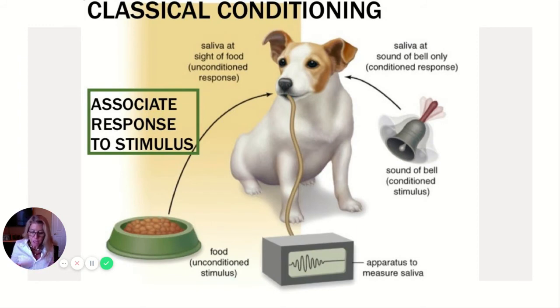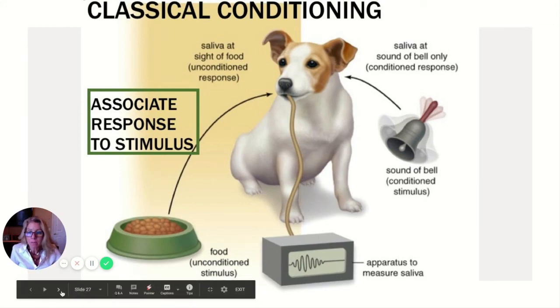So it suggests, and these are your notes, it suggests that animals can be trained or conditioned to associate any response to any stimulus. Now, this is a physiological response, right? He is just salivating. That's like a normal unconditioned response. Just like if it was cold, you would shiver. That's an unconditioned response, right? Okay, so your example there is Pavlov's dog.